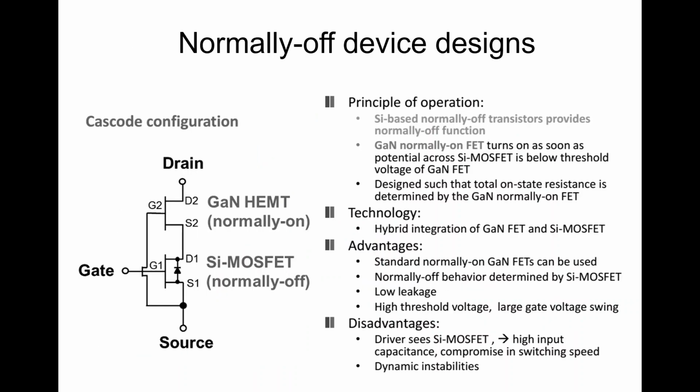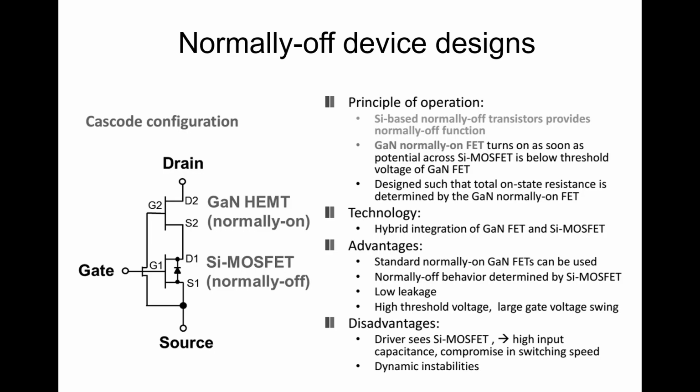And maybe a last normally-off design that I can discuss here is the cascode. Again, it works very nicely on paper, but also experimentally. So you combine a GaN HEMT with a silicon MOSFET here, and the silicon device, normally off, provides the normally-off function, while the GaN, normally on, very robust, turns on as soon as the potential across the silicon MOSFET is below the threshold.